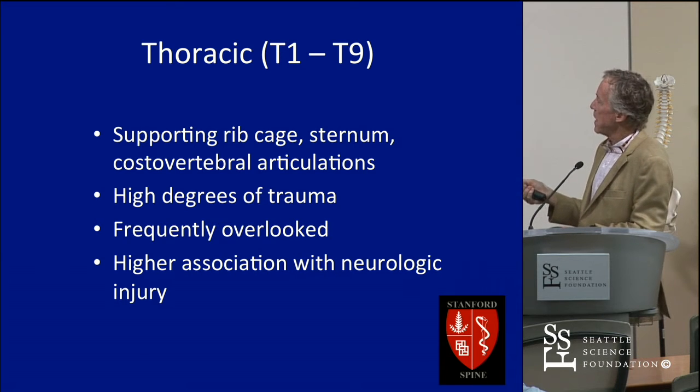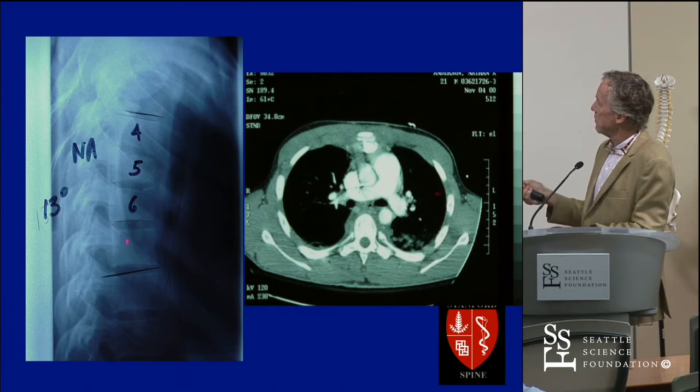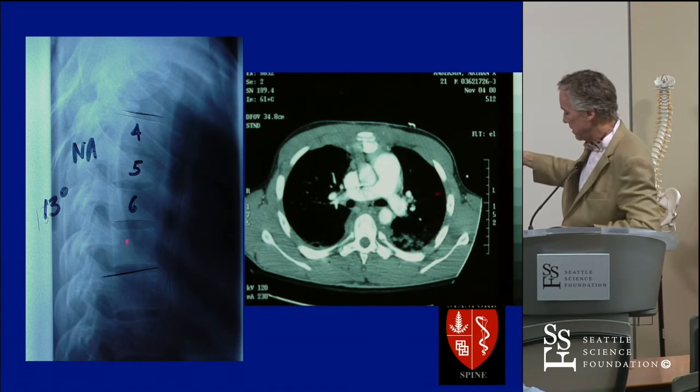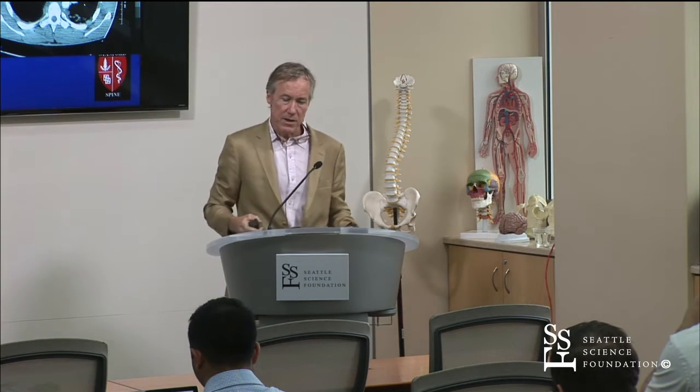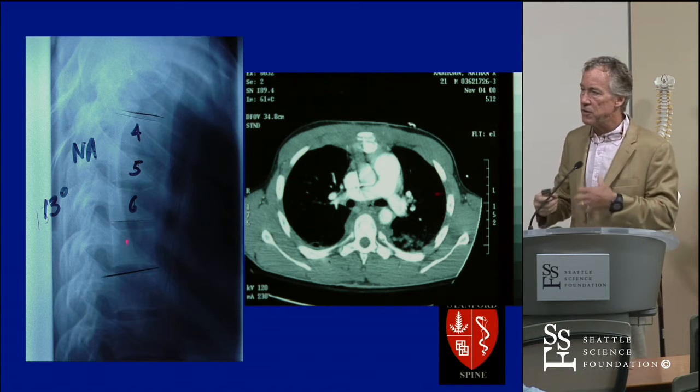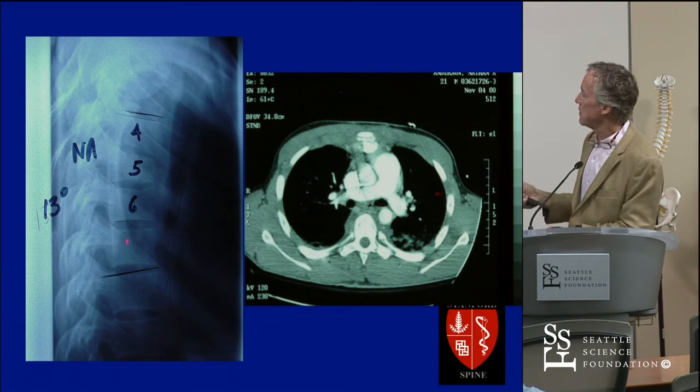So the thoracic spine, as we know, because of all that supporting anatomy, it takes high degrees of trauma to produce an injury there. But when it does happen, the neurologic injury rate is the highest up in that thoracic spine, largely because of the anatomy involved. And there are subtle things like simple compression fractures here of T5, but you can see here the sternum has been fractured in this motor vehicle accident when they hit the steering wheel. So that reduces the overall stability of that thoracic spine.